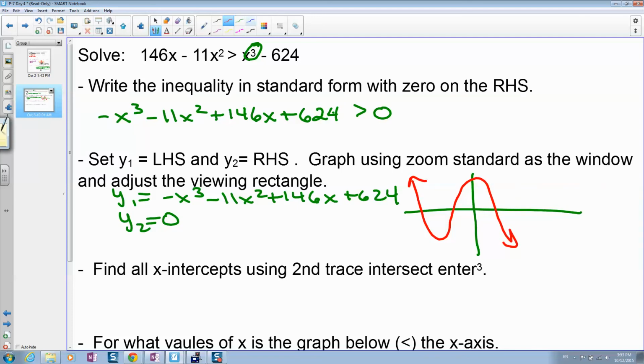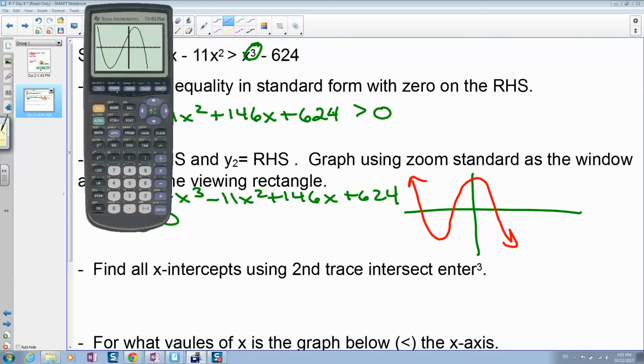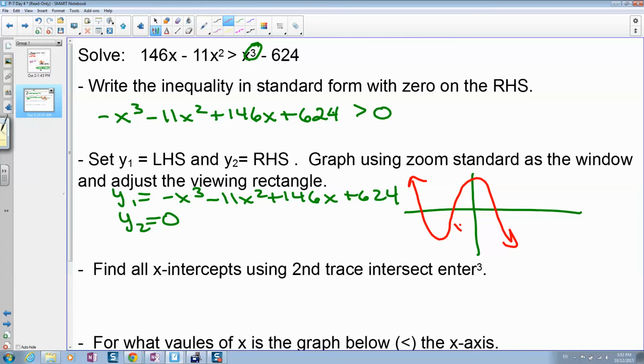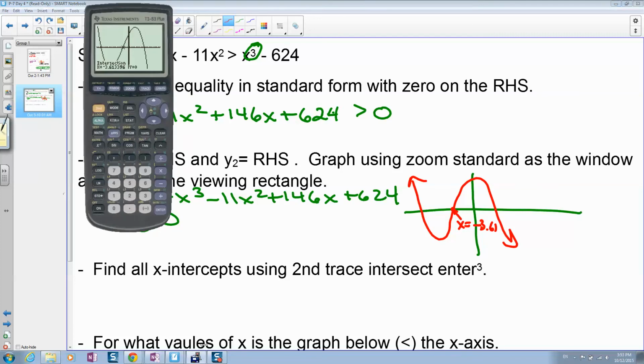All right, so now we've got to find the three intercepts. So we go second, trace, intersect, enter, enter, enter. And we found the middle one at negative 3.61. Oh, let's fix that. Negative 3.61. That's right here. And then we've got to find the other two.